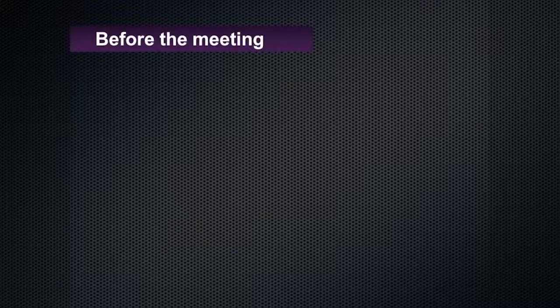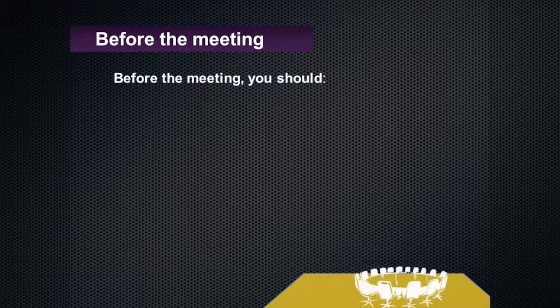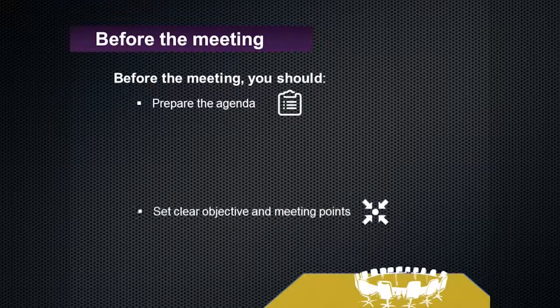This is a step-by-step presentation on things that can be done to ensure the effectiveness of the meeting. Before the meeting, you should prepare the agenda based on the previous meeting. If it's the first meeting, the agenda points should be mainly on introducing each other and getting to know each other, and to set the objective for the functionality of the cluster. Set a clear objective and meeting points.